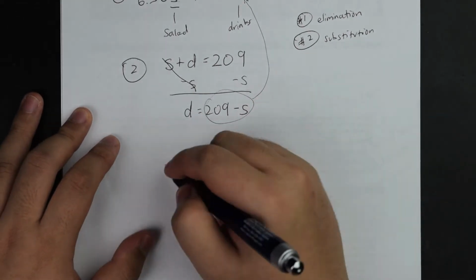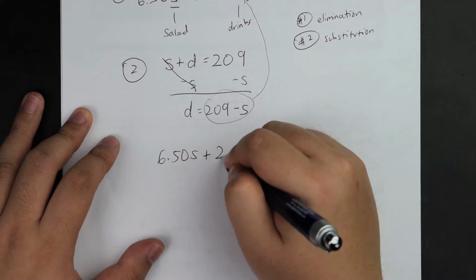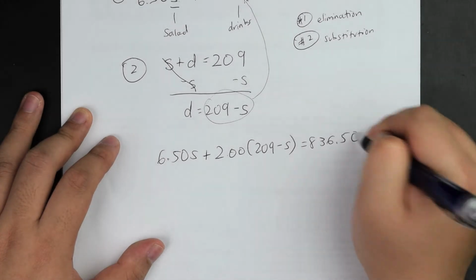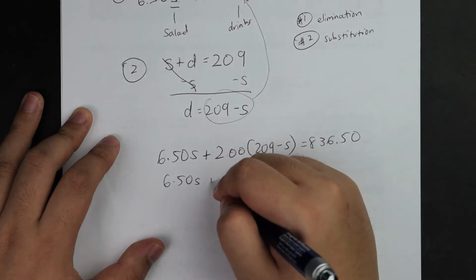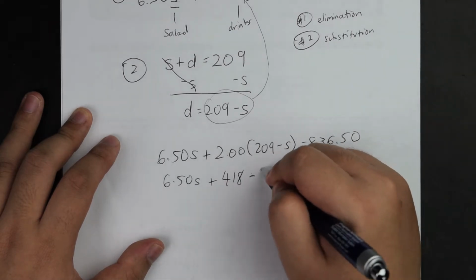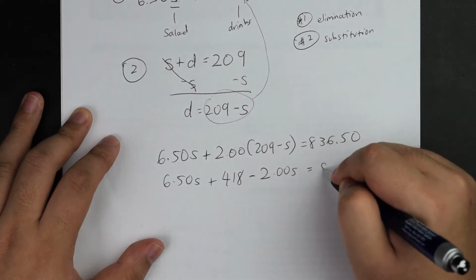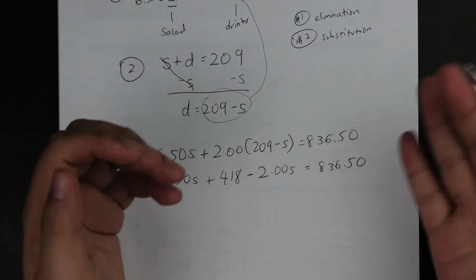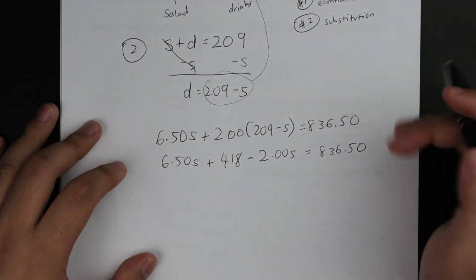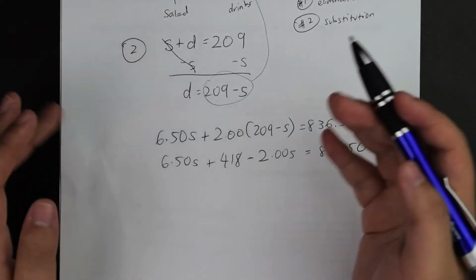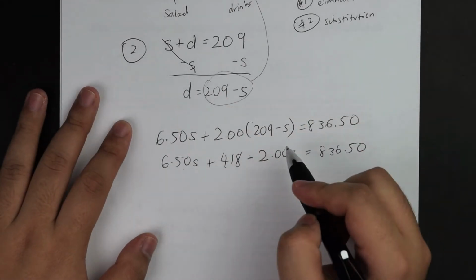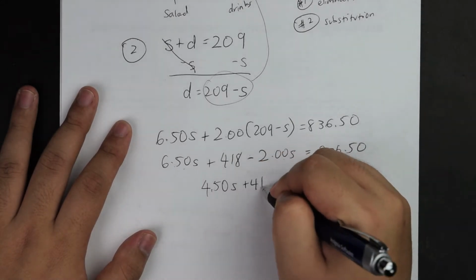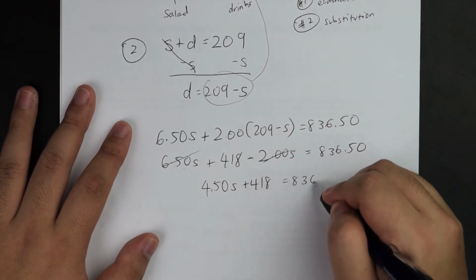And so it ends up becoming 6.50S plus $2 times (209 minus S) equals 836.50. And so 6.50S plus, I multiply this to get 418 minus 2S equals 836.50. Duly note that I'm just putting all the decimal values. You don't need to. I'm just doing it for preference reasons. Afterwards, I looked for common factors or common values that I could combine. Right here, I could combine 6.50S and minus 2S, which is 4.50S, plus 418, so I got rid of these, equals 836.50.